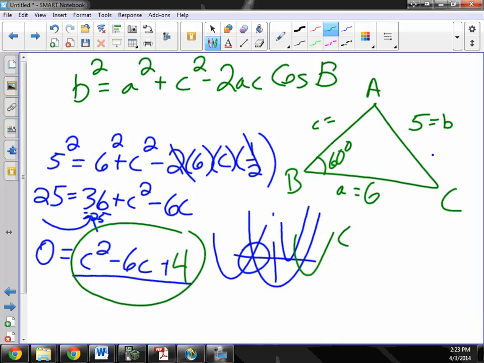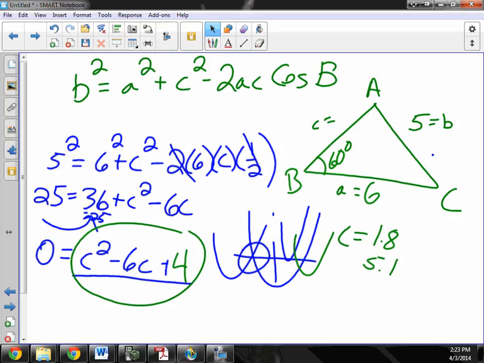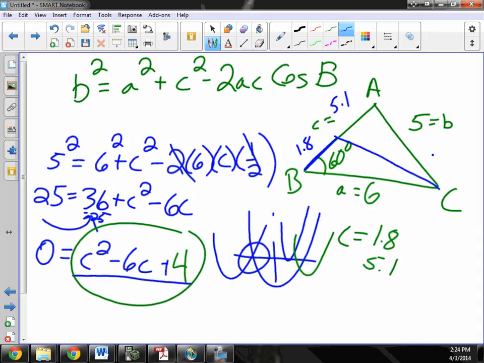So if I get c equals 1.8 and 5.1, and the nice thing about this is you don't have to run the test. You don't have to do the bigger than and the pivot and all of that, because if I knew little c was 5.1, that's obviously the triangle I've drawn. And then if little c is actually 1.8, then the other triangle builds itself. And this is 5. So you might actually prefer doing them that way.